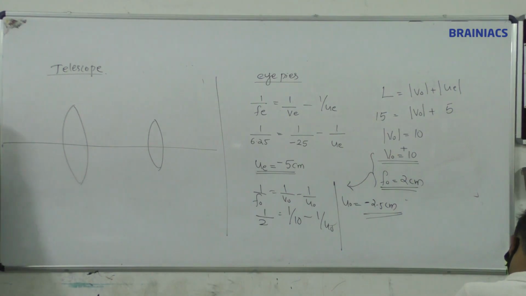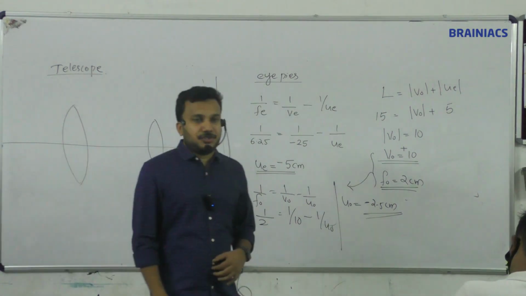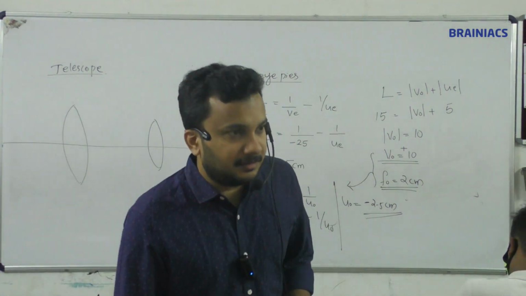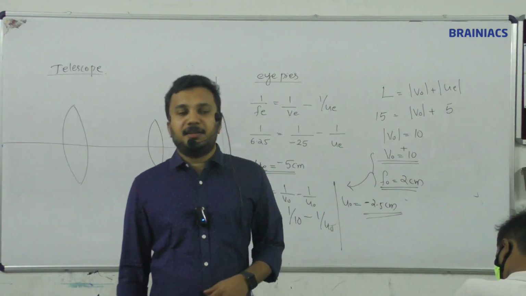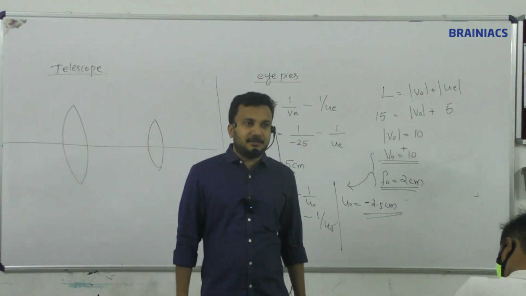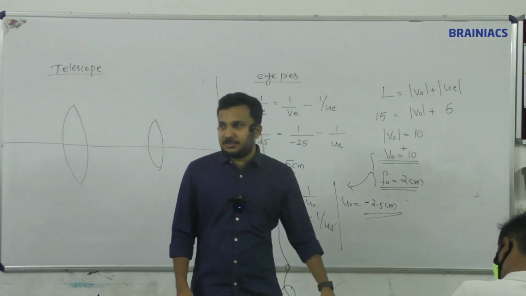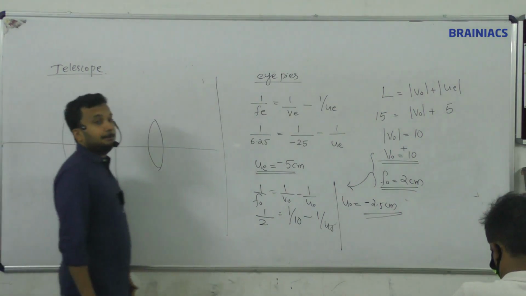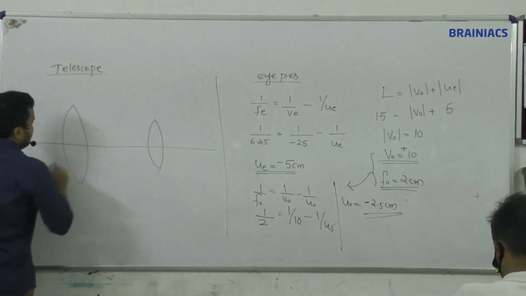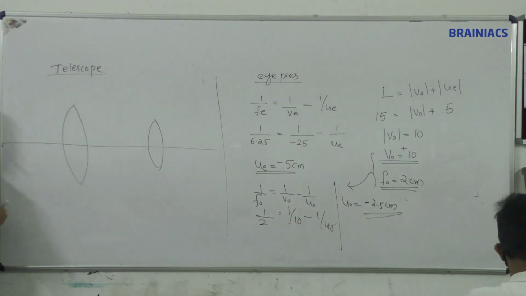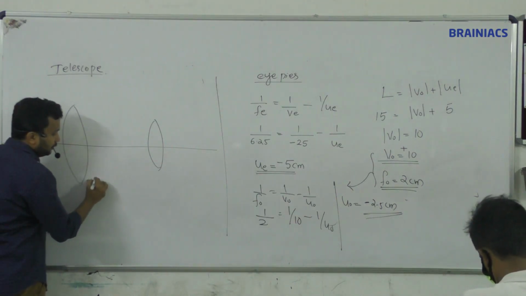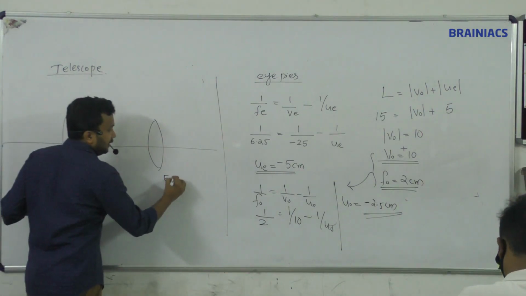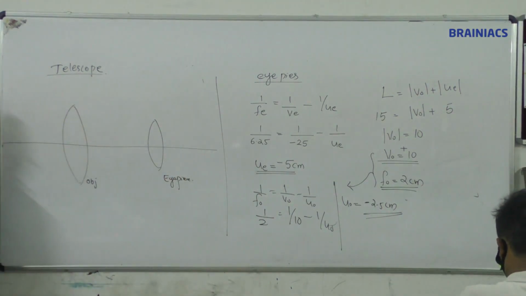So the standard equation of the visual angle, alpha equal to h naught by d, is not applicable here. Okay, next let's see. Object is where? Infinity. So this is my objective lens and this is my eyepiece lens. Okay, so the object is at infinity.